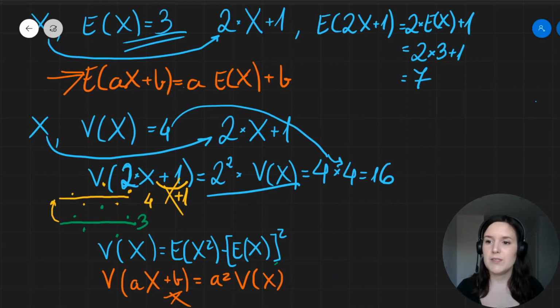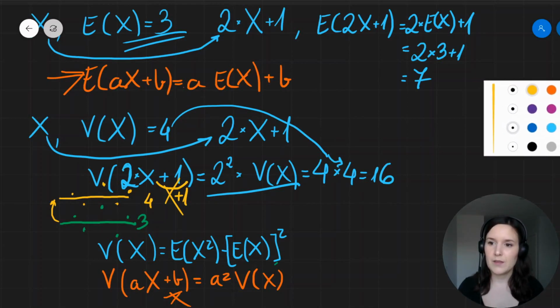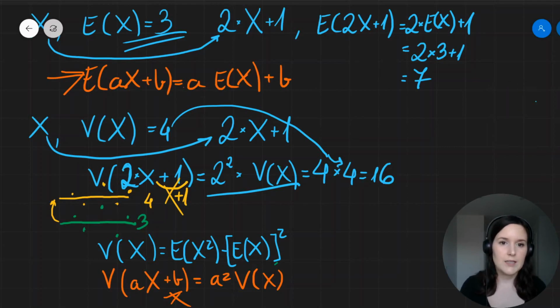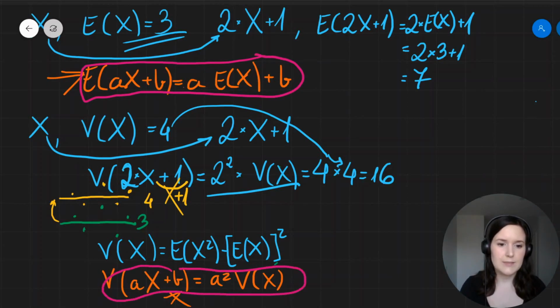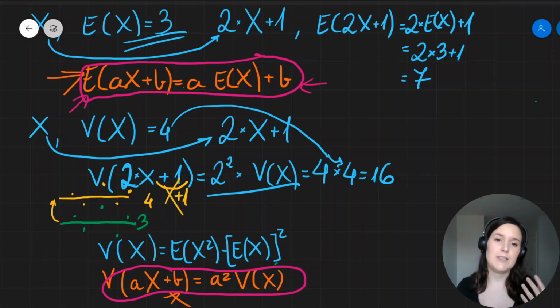What to remember from this topic? These two formulas. If the random variable is changed, then the expected value changes in the same way. The expected value of ax plus b is a times the old expected value plus b. The variance is a squared times the old variance.